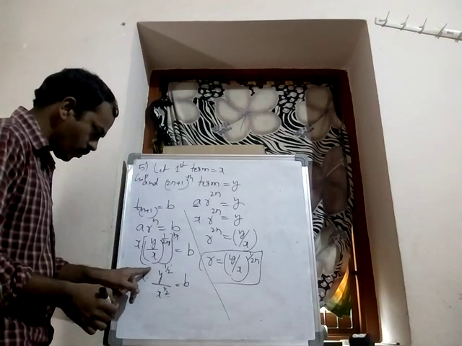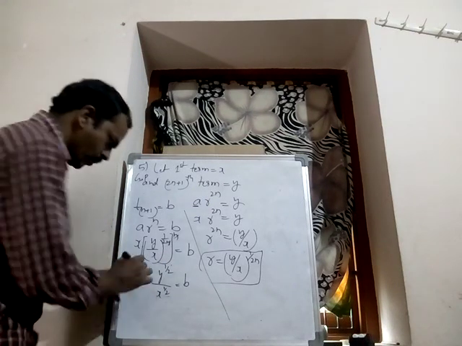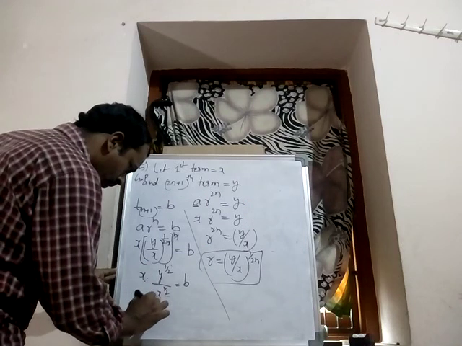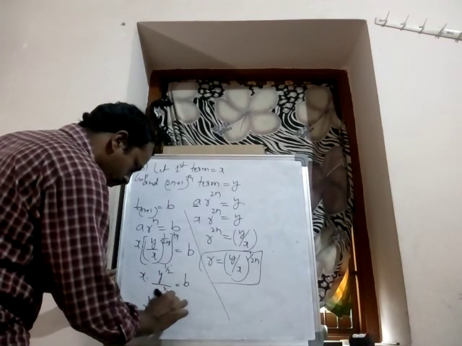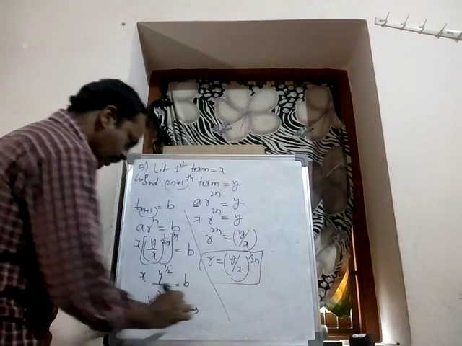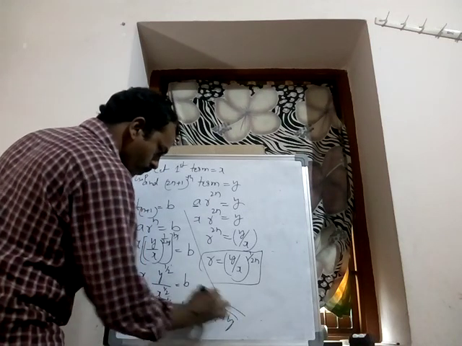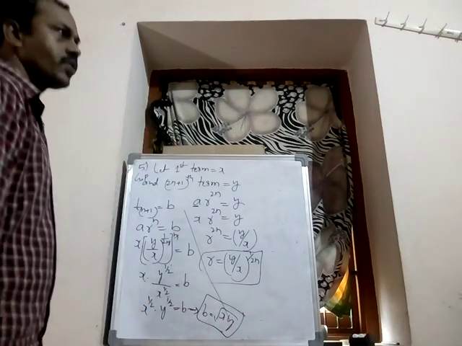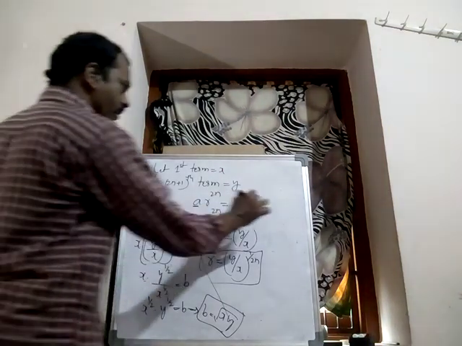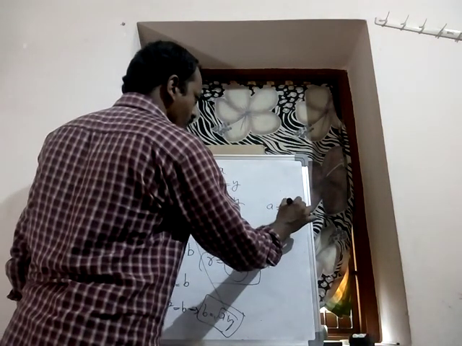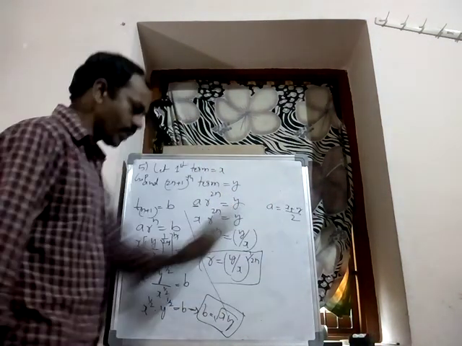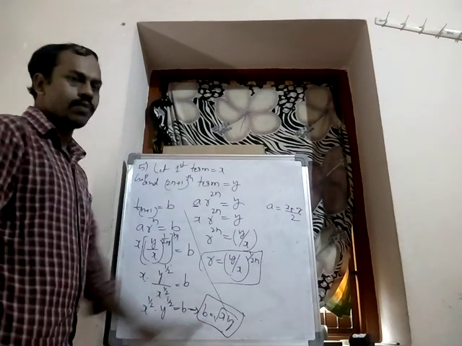So x to the power of 1 by x to the power of 1 by 2 means x to the power of 1 by 2 into y to the power of 1 by 2. That is equal to b. So clearly b is equal to square root of xy. So b is equal to square root of xy. A is equal to x plus y by 2. b is equal to square root of xy.